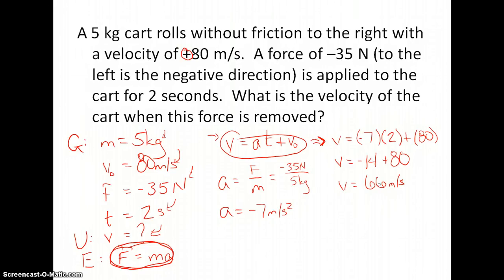Where do these units come from? Well, it'd be a velocity, so we've got to make sure to put in meters per second right there. All right, so that's how we solve this problem.